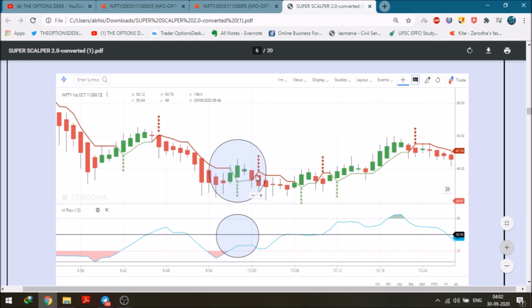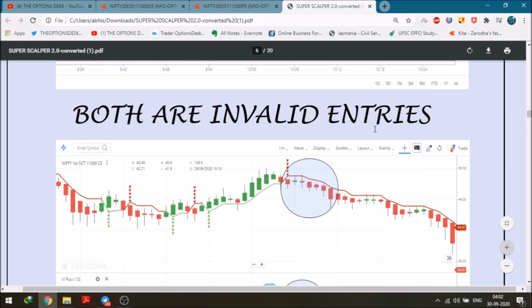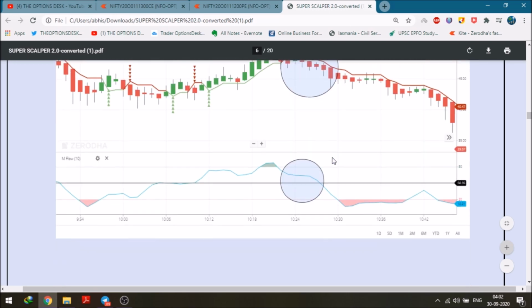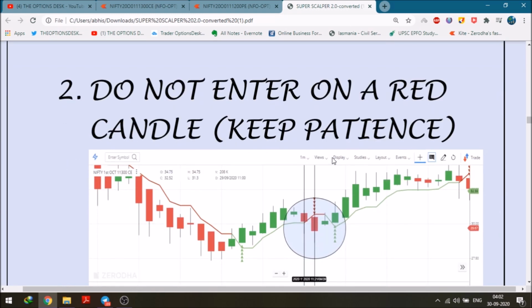So this is the point, the 11,300 CE. This is the wrong trade. The super trend has given a buy, but the MFI is saying no, no, just stop. Don't take this trade. Both are invalid entries. So MFI is crossing from above, and it's above 50, but super trend is in the red zone. I'm not taking this entry. Do not enter on a red candle.